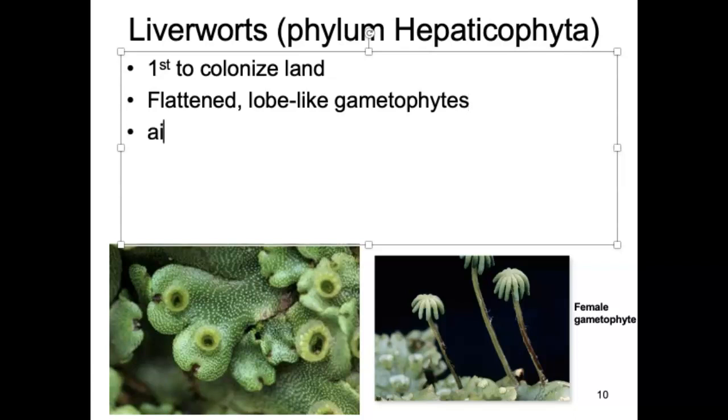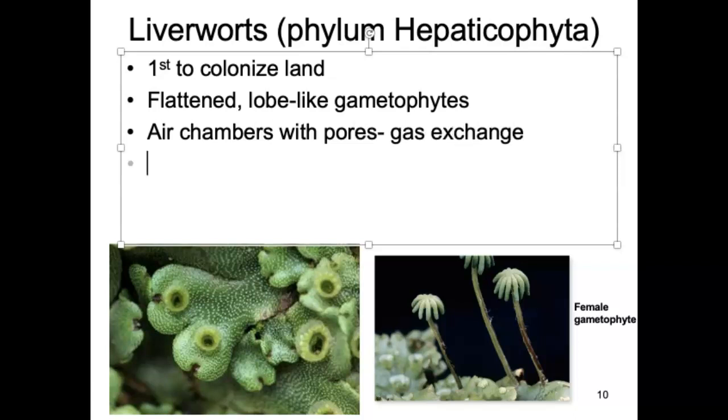They have these little air chambers with pores which function in gas exchange that allow carbon dioxide in, oxygen out, because they are photosynthesizing. Other things to mention about them, they will have a structure known as a gemma cup.